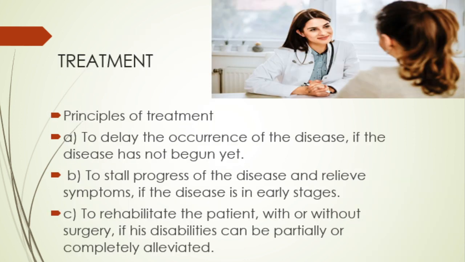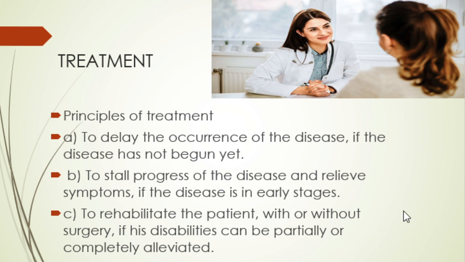Then the treatment part. So the patient has been detected with osteoarthritis; if it is primary, what will be the mode of treatment, and if it is secondary, what will be the mode of treatment? Firstly, the primary treatment is to delay the occurrence of disease if the disease has not begun yet. Of course we will have to make the patient aware about this. Then second, to stall the process of the disease and relieve symptoms if the disease is in the early stages.